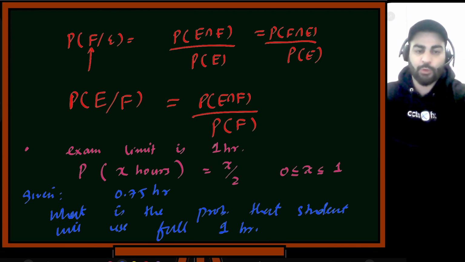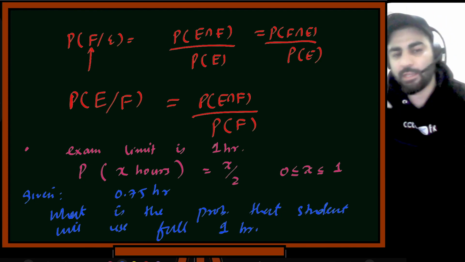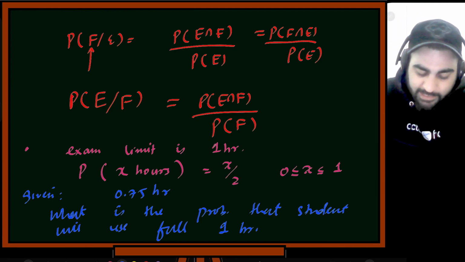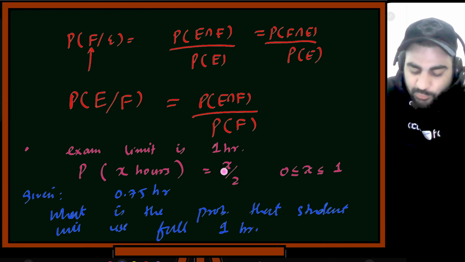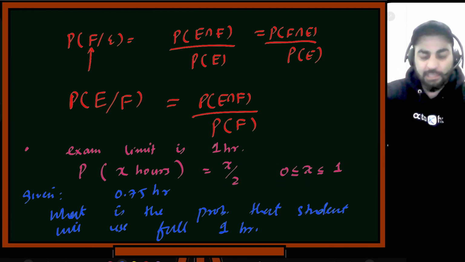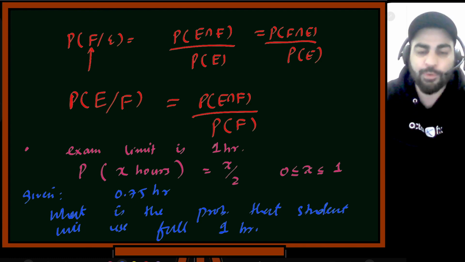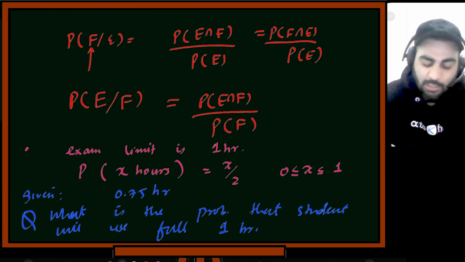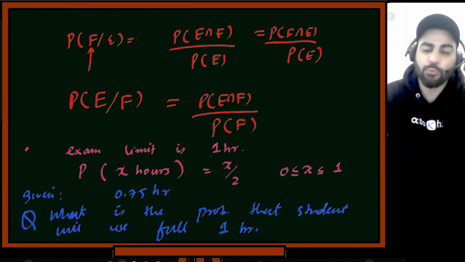Again, I'll reiterate the question. A student is taking a 1 hour exam, and suppose the probability the student will finish the exam in x hours is x by 2, where x lies between 0 and 1. You are given that the student is still writing the exam at 0.75 hours. The question is, what is the probability that the student will use the full 1 hour?